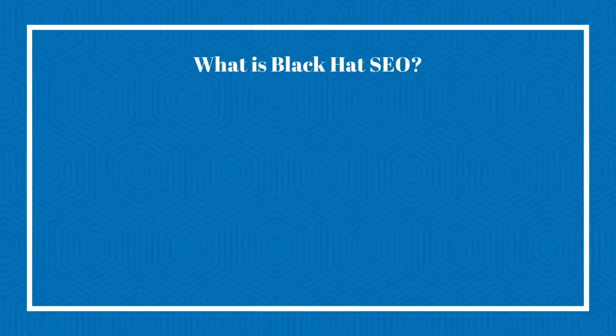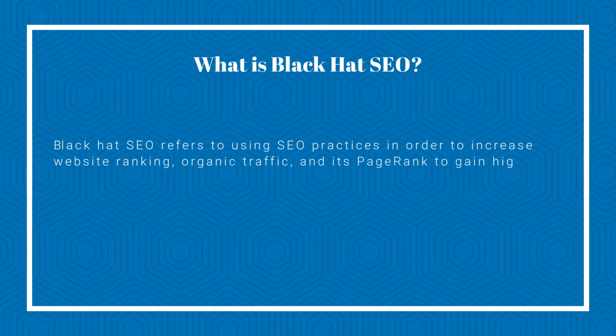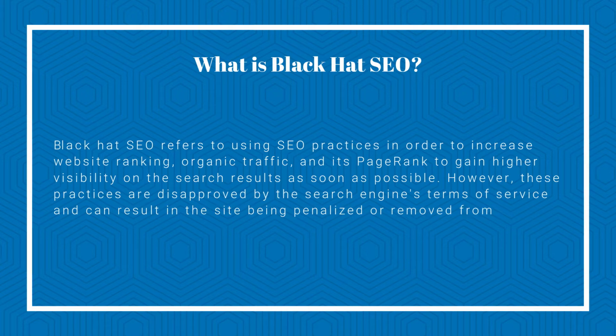The second type of SEO practice is black hat SEO. So, you might already guess what black hat SEO is. However, let me put it in definition in case you don't. Black hat SEO refers to using SEO practices in order to increase website ranking, organic traffic, and its page rank to gain higher visibility on the search results as soon as possible. However, these practices are disapproved by the search engine's terms of service and can result in the site being penalized or even removed from the search.